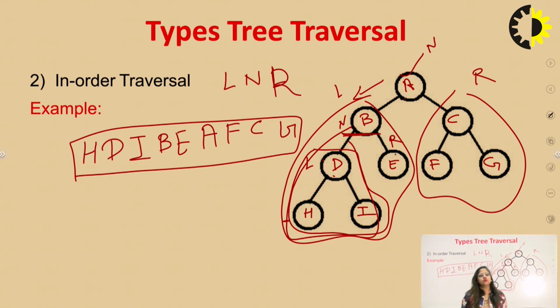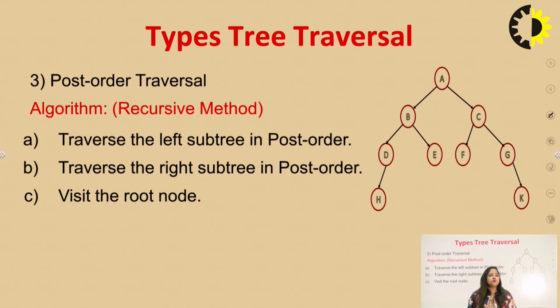Now comes the third type, that is post-order traversal. According to post-order traversal, it is mainly based on left, right and node. Got it? Left, right and node. According to this recursive method, these three types are based on the recursive method. It works on these 3 points, which cover this algorithm.